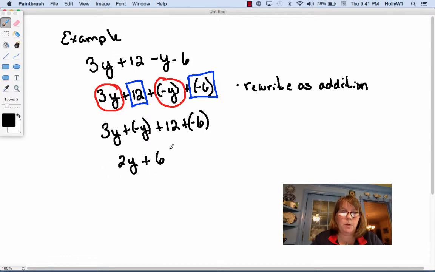One of the things about expressions is that when you simplify them, you don't get just one number. You get the simplest expression, which might have different variables in it. So the simplest form of 3y plus 12 subtract y subtract 6 is 2y plus 6. That's the simplest way that you can write it. Okay. Let's try another one.